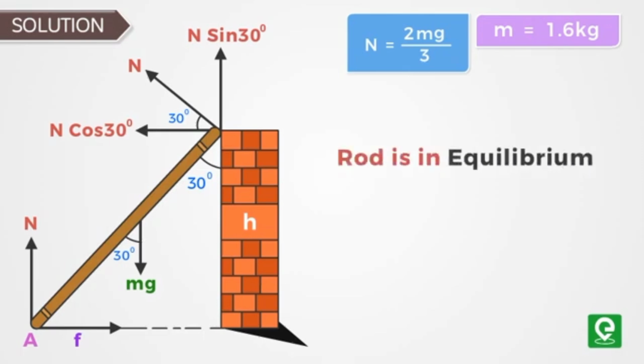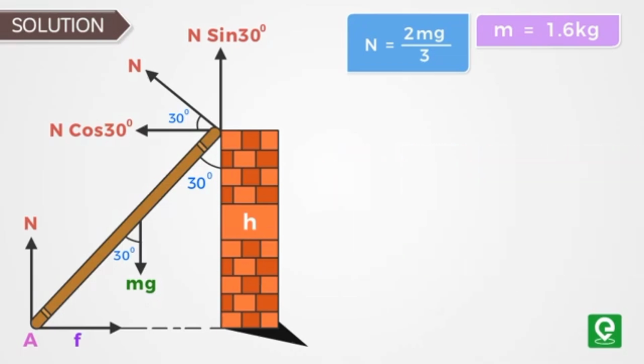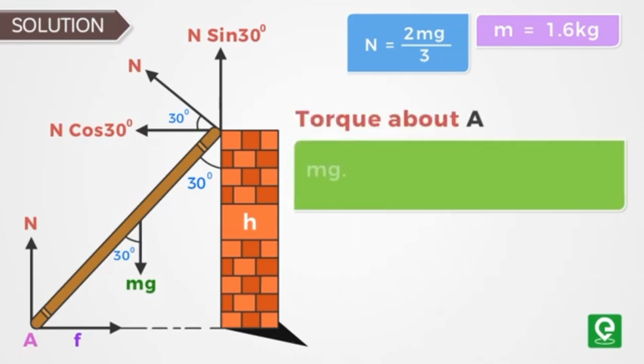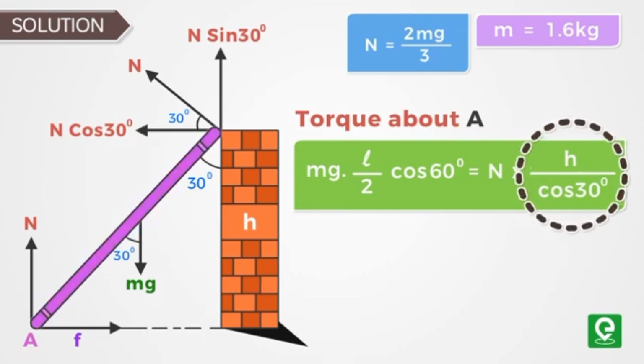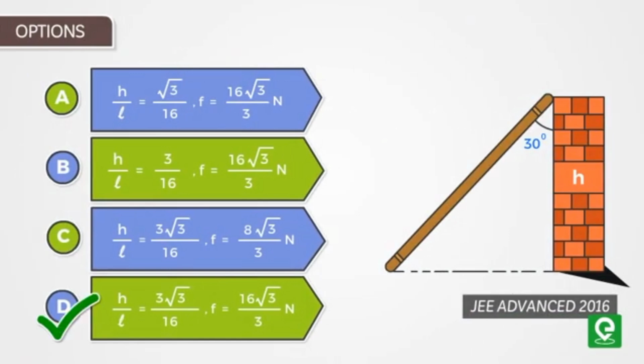Since the rod is in equilibrium, the net torque about A is 0. Writing torque about A, we get mg into L by 2 cos 60 degrees equals normal force into h by cos 30 degrees. h by cos 30 is the distance from A to the normal force on the stick. On substituting the values of the normal force and cos 30, we get the ratio h by L equal to 3 root 3 by 16. Hence, option D is correct.